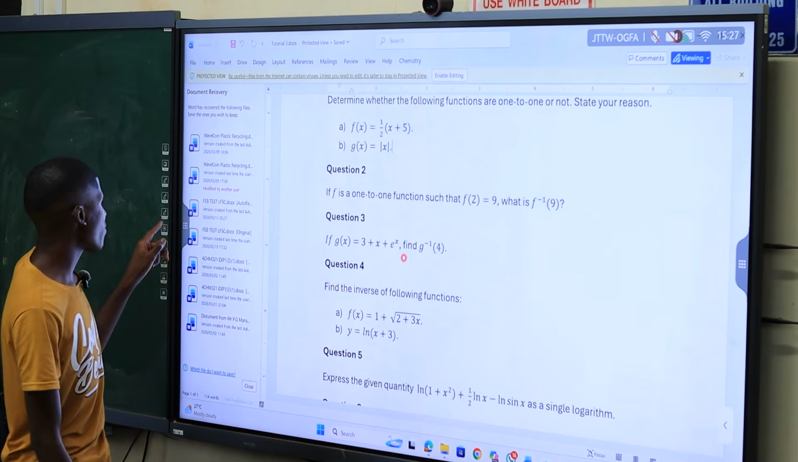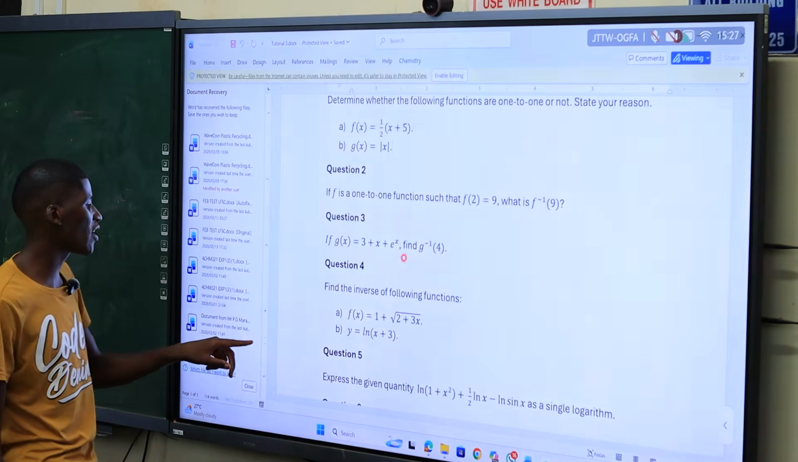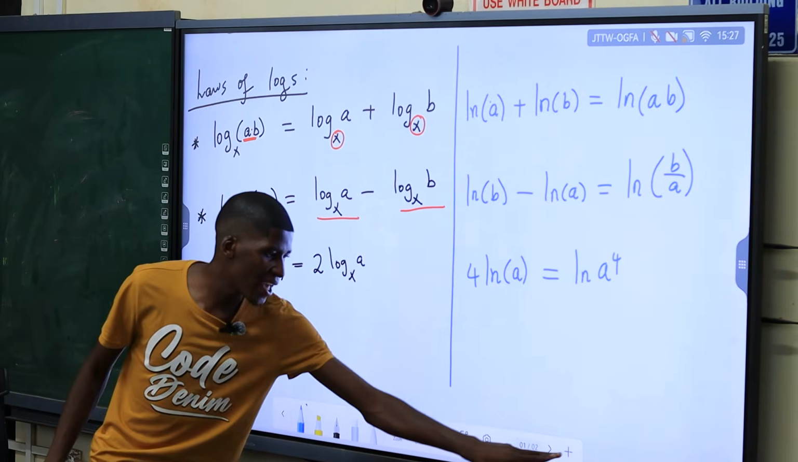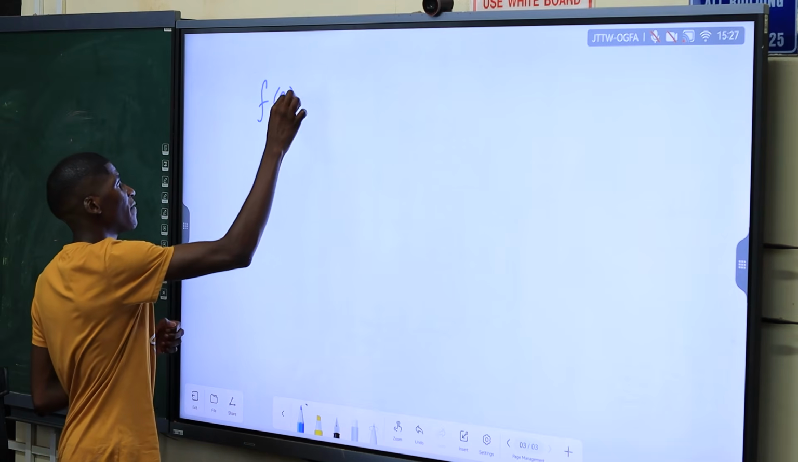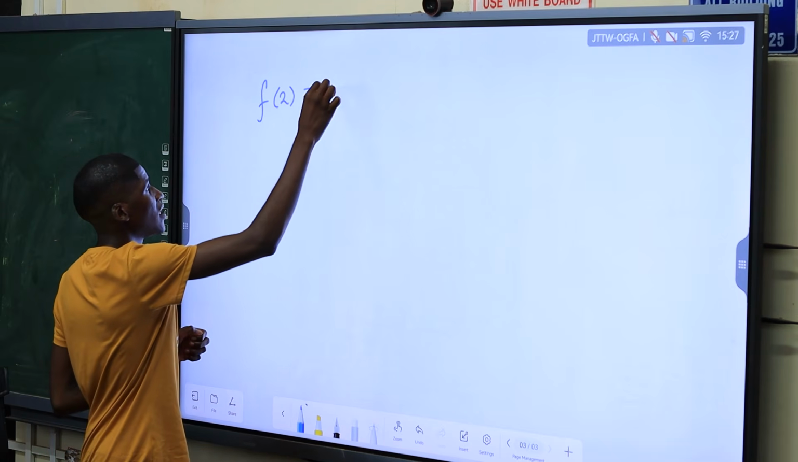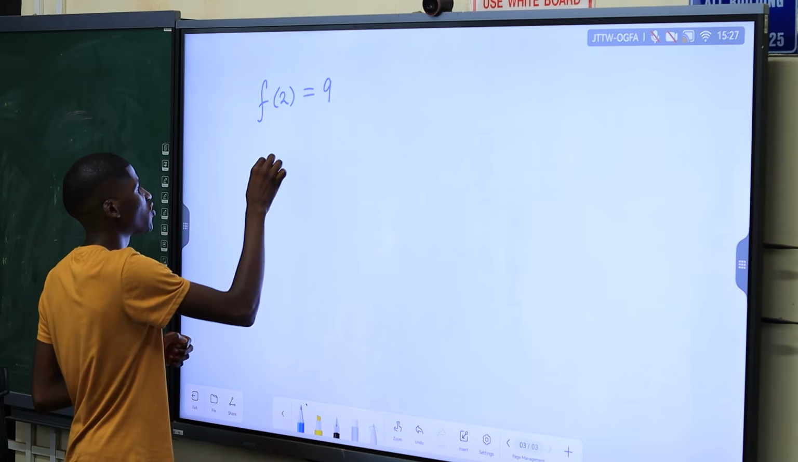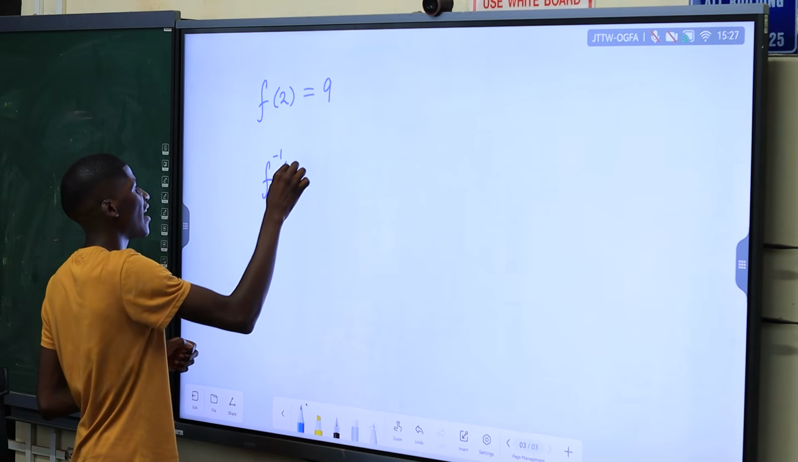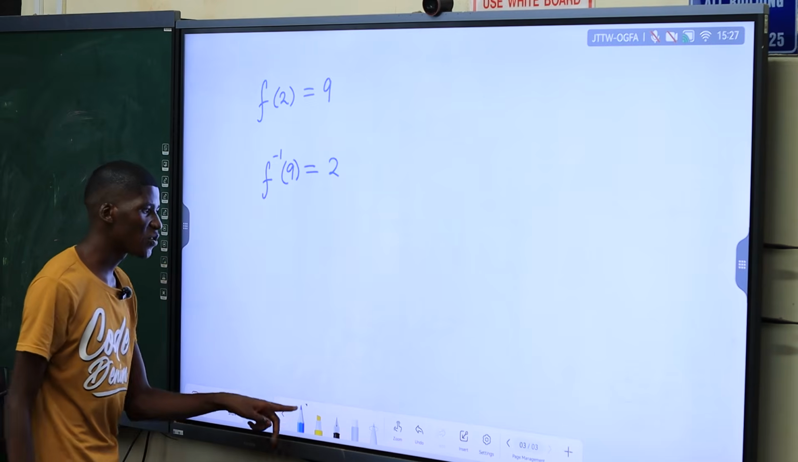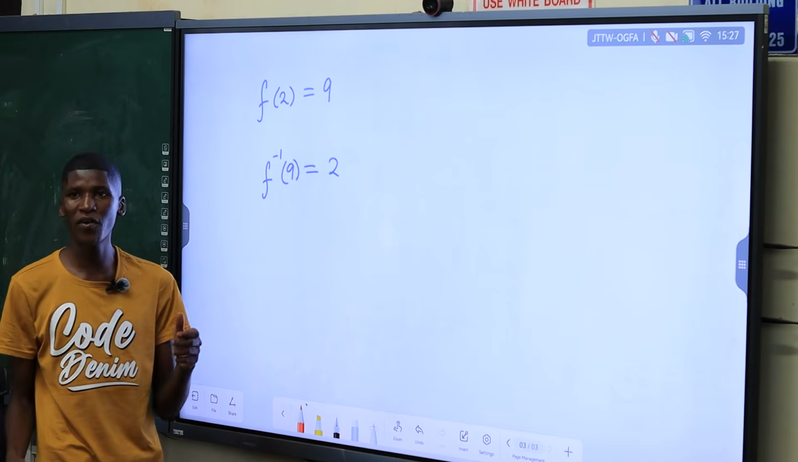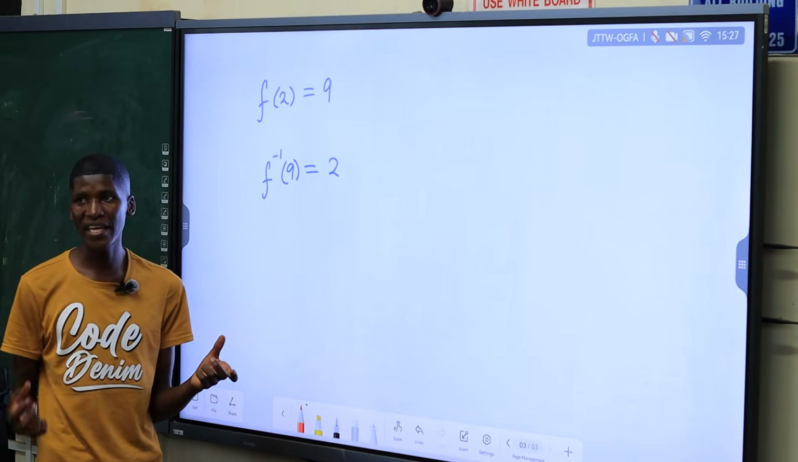You are given question 2. So f is a one-to-one function, and you are told f at 2 is equal to 9. So what is f inverse at 9? You guys know the inverse, we're just interchanging the y and the x value.